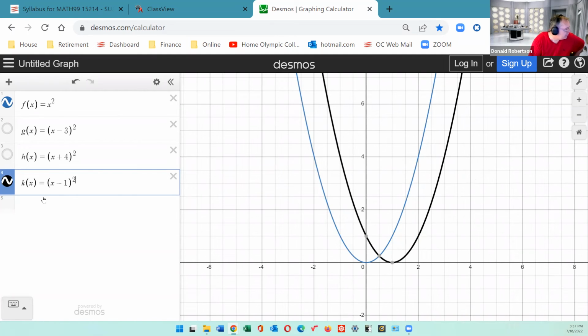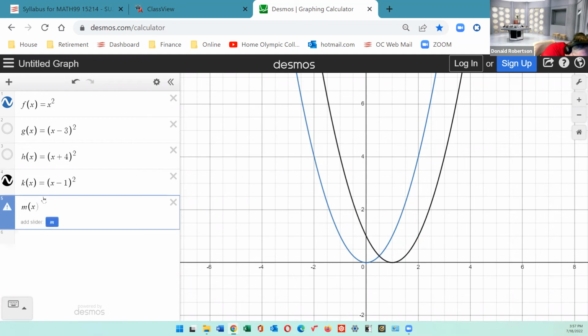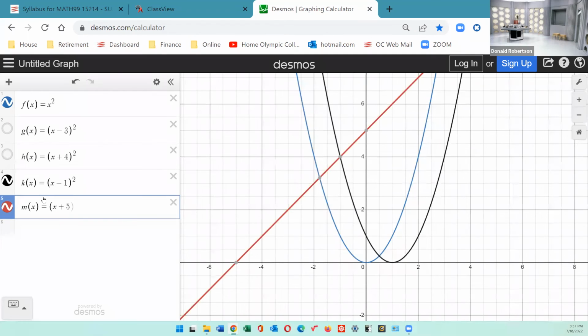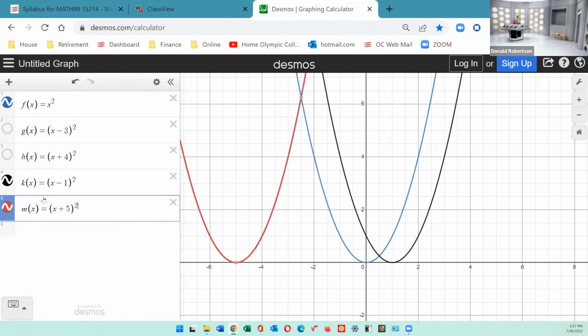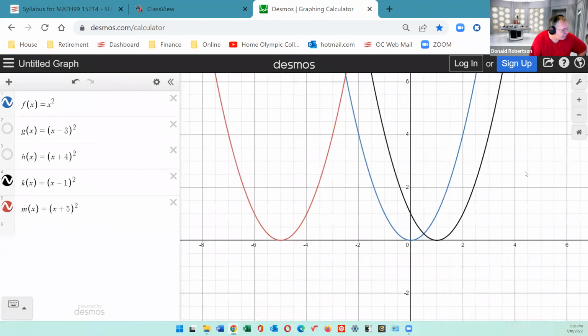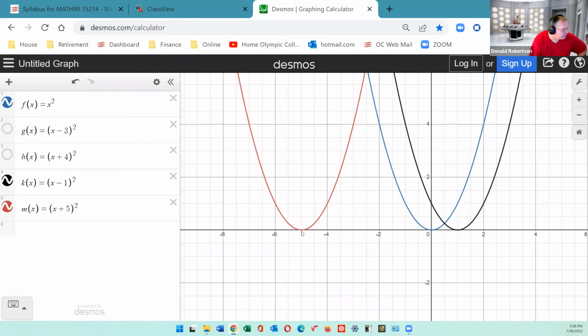If I put in another function, and I'll call it m of x, and this time it's going to be x plus, I don't know, 5. That's pretty big. All squared. There. Can you see it's moved? The blue curve, x squared, has now been moved 5 places. There you go. 5 places to the left.